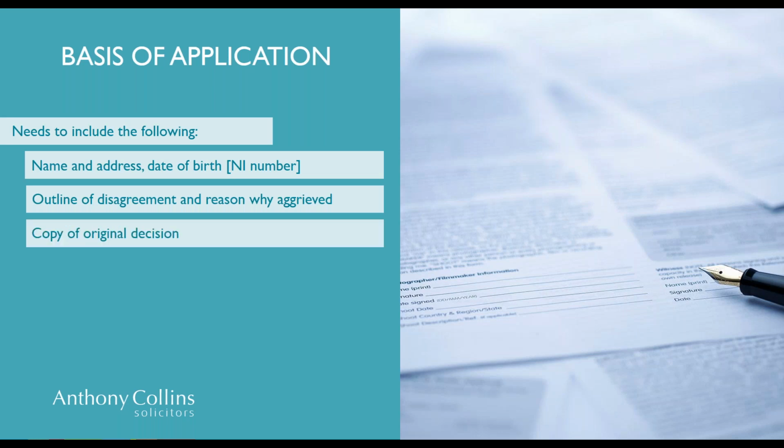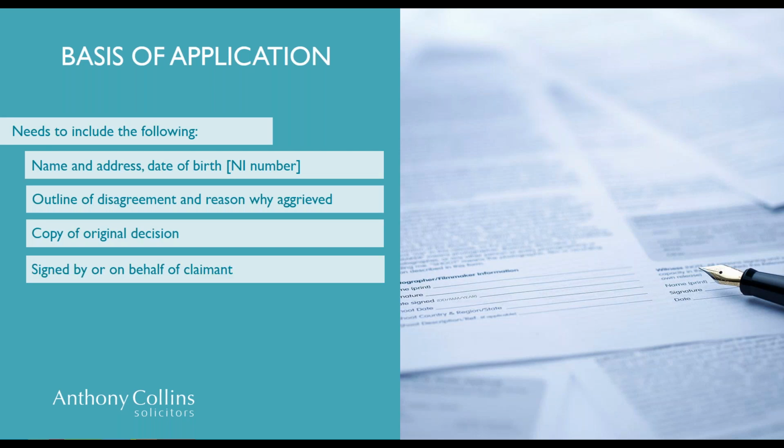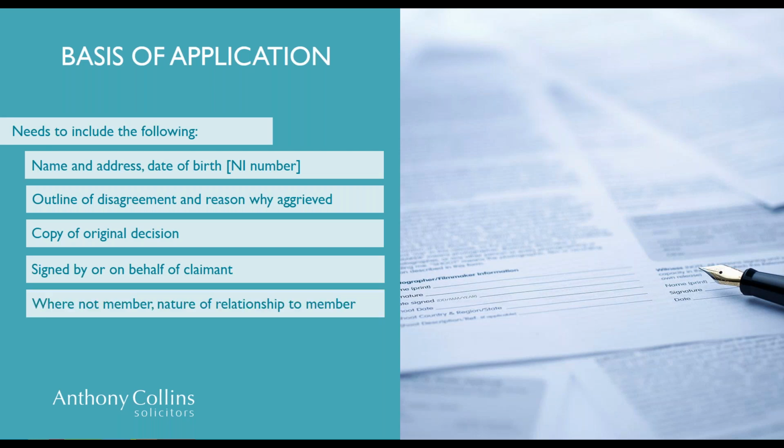They need to give you a copy of the original decision, and their application needs to be signed either by them or on behalf of the person making that complaint. Where they're not a member, they also need to set out the nature of their relationship to the member. So, for instance, it might be that they say, well, I'm the husband or the wife of the member, or a child of the member, for instance. And it may be that they're complaining about perhaps the failure to provide death in service benefits.